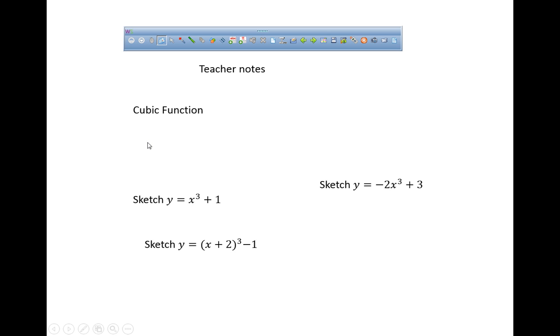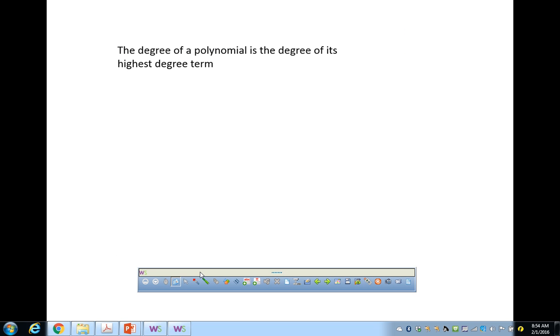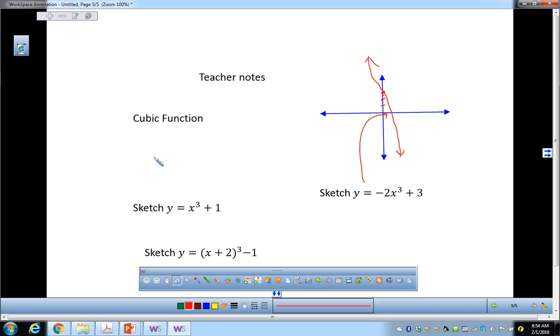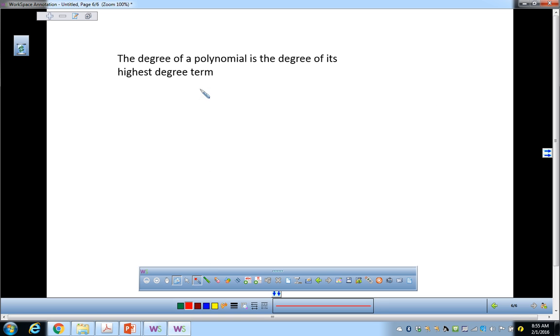Okay, so now we get into some stuff that probably you don't know about, which is called end behavior. First, the degree of a polynomial is the degree of its highest degree term. Okay? So if you have something like f of x equals x to the 5th minus 4x squared plus 2x, then this is degree what? This is degree 5. And we'll learn something about the degree in a minute.